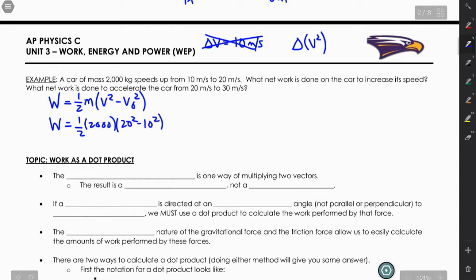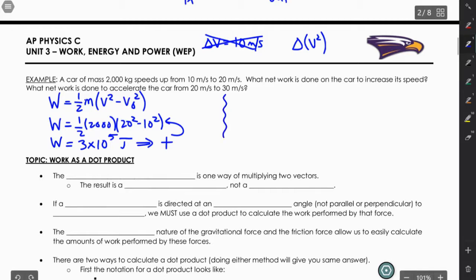Once we do our number, we find that we are going to transfer in 3 times 10 to the 5th joules of energy. How do we know we're transferring in? This number ended up being positive. If you actually look, we're speeding up.